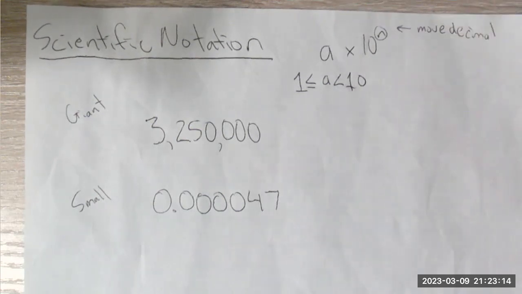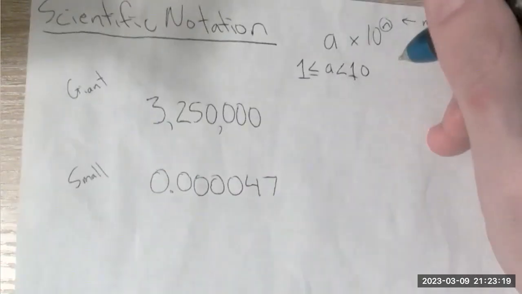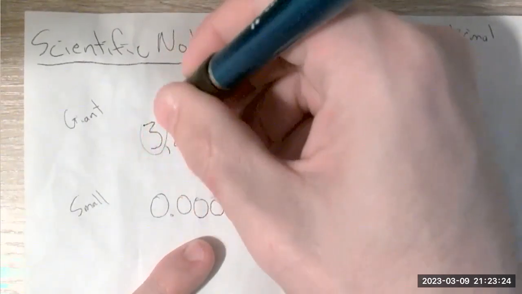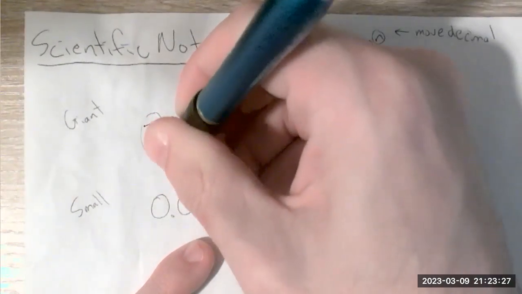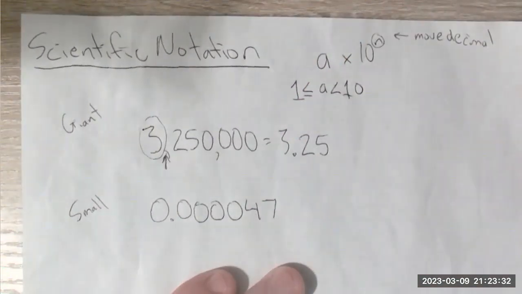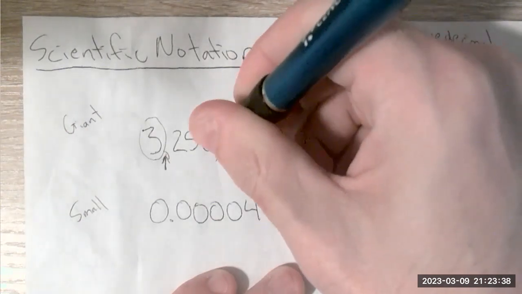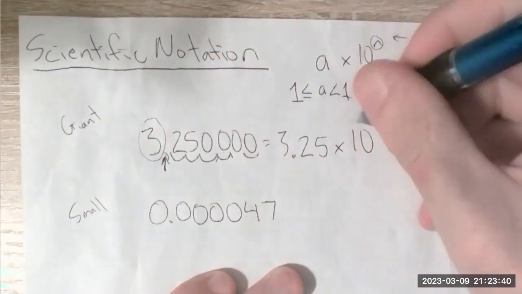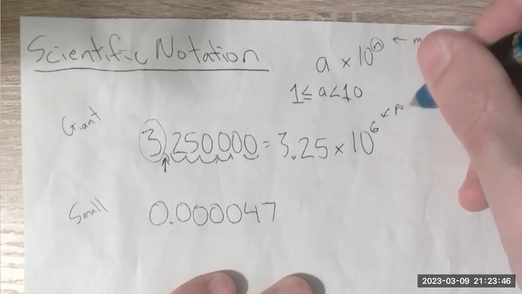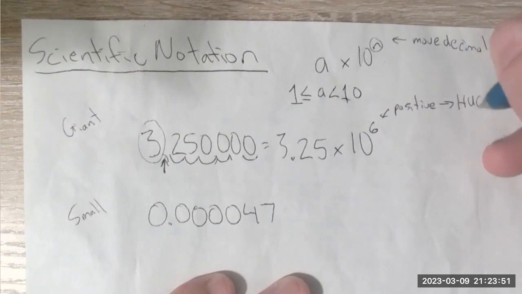Now, the key takeaway is to turn this number into a times 10 to the n. You would first say, all right, I've got my number that's between 1 and 10, so I'm going to put my decimal here, 3.25. And then I would count how many times I moved this decimal: 1, 2, 3, 4, 5, 6. Now, when I say 6 times, what we really want to think about is this being positive is what means my huge number.